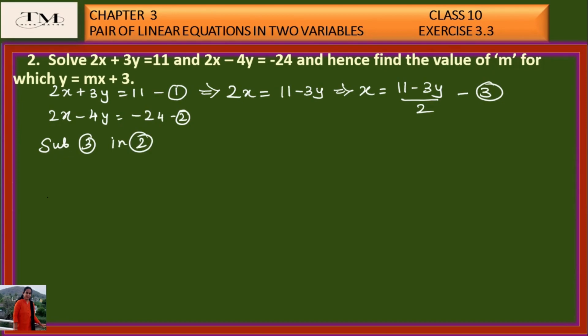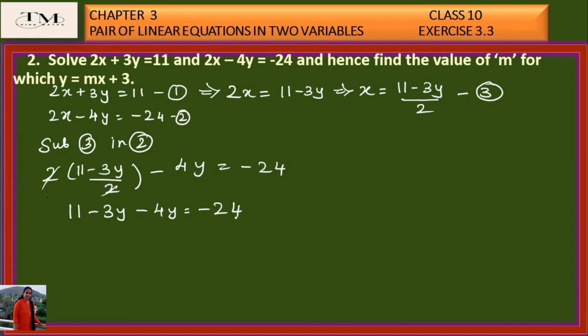So in the second equation, instead of x, we have to substitute 11 minus 3y divided by 2, minus 4y equal to minus 24. This 2 gets cancelled. So 11 minus 3y minus 4y equal to minus 24. So keeping the y term on one side, minus 3 plus minus 4 is minus 7y. So here minus 24. When 11 comes to the other side, it will be minus 11, which is equal to minus 35.